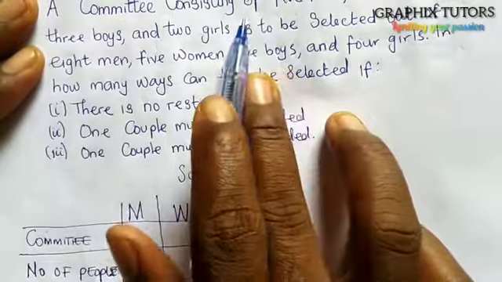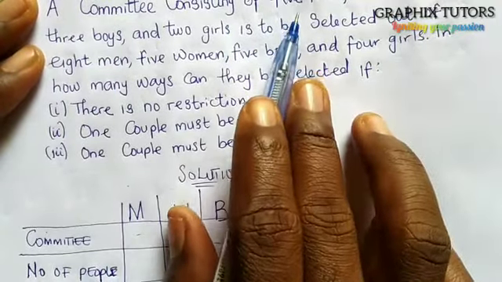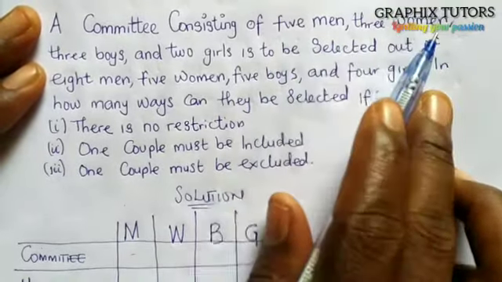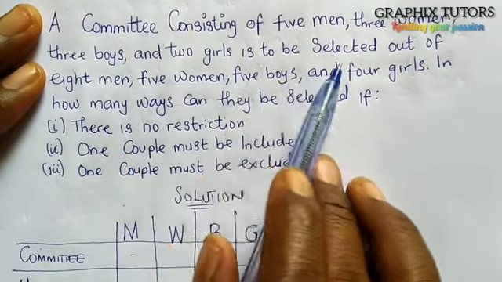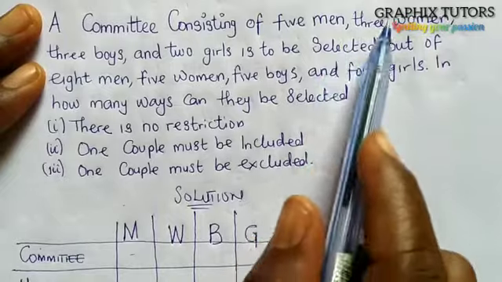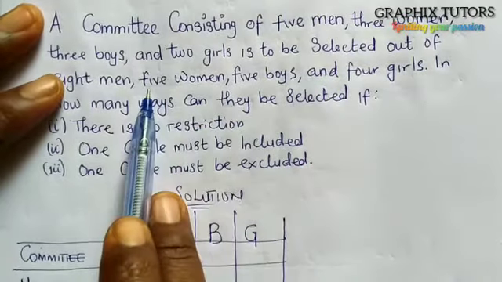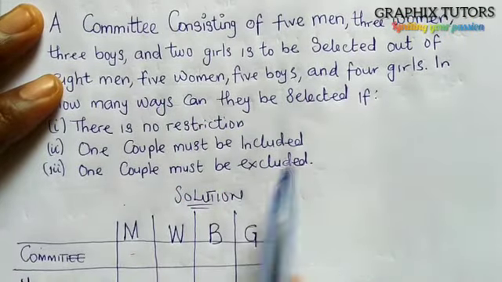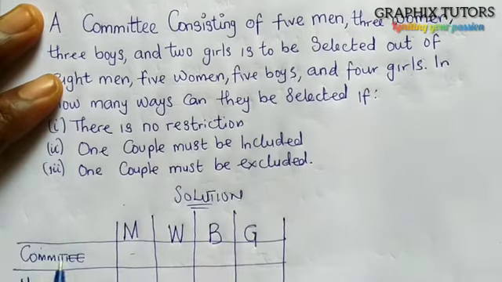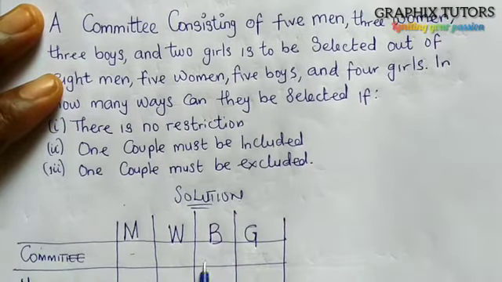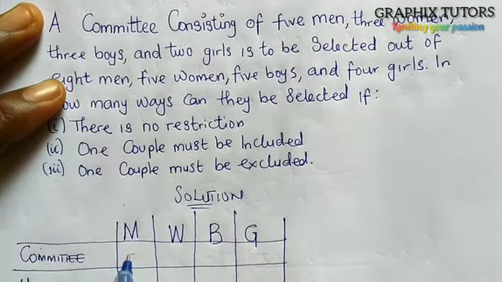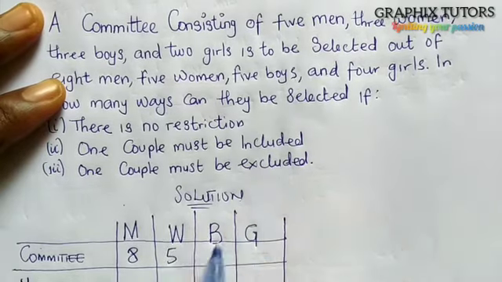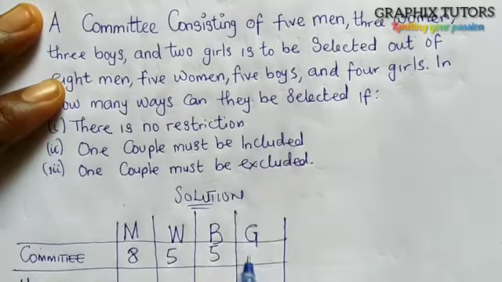So if you look at it, it says a committee consisting of 5 men, 3 women, 3 boys, and 2 girls is to be selected out of. So you are removing this from the next one. The one you are selecting out of should be the one on top, so the largest value should be up. So selected out of, we have 8 men, right? 5 women, 5 boys, 4 girls.